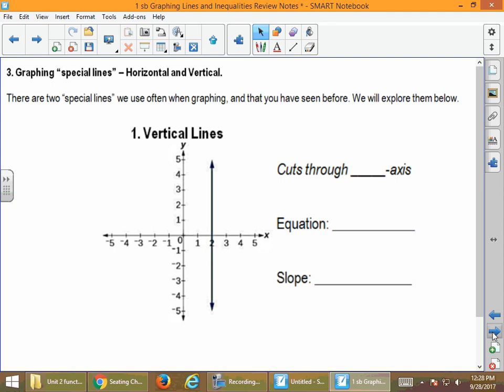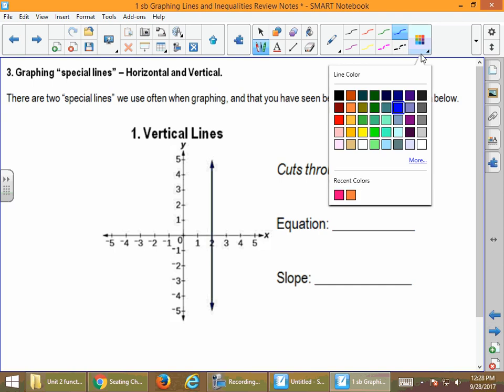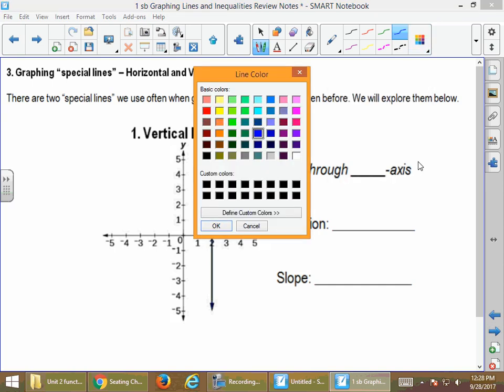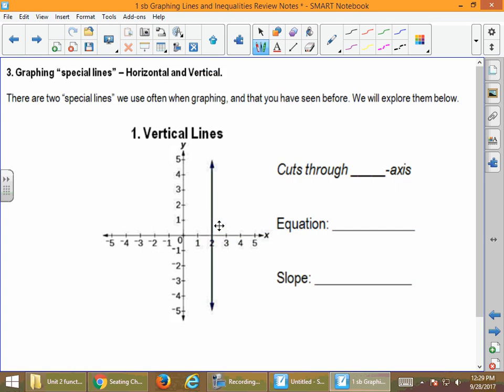So as we turn the paper over, we've got some special lines. Horizontal and vertical lines. And ironically, these tend to be harder for us than the slope-intercept lines. And maybe it's that we just don't practice them enough. But there's 2 special lines that we often use when graphing, the horizontal and vertical. And what we've tried to come up with is maybe an easier way to help you remember.